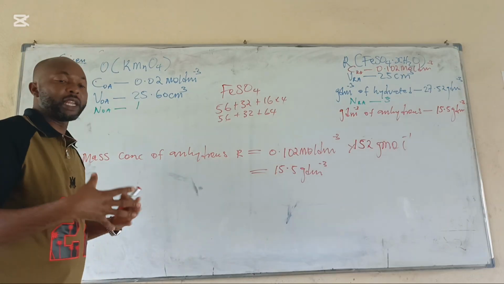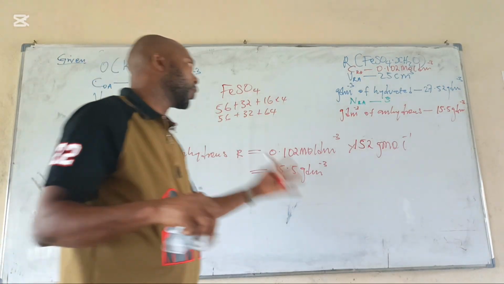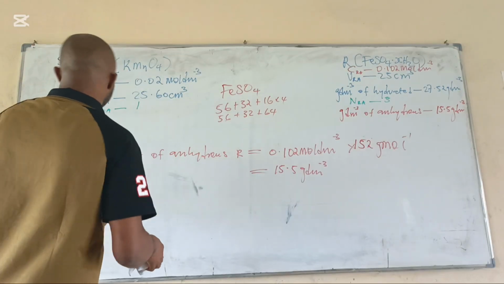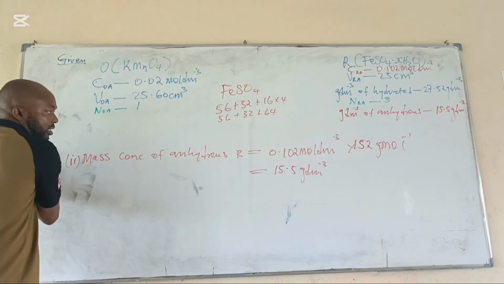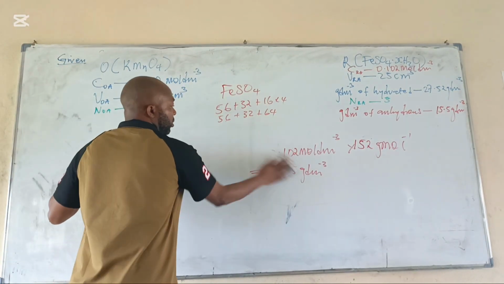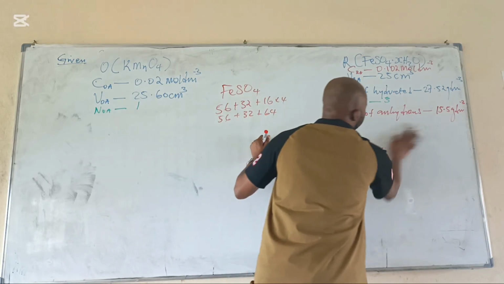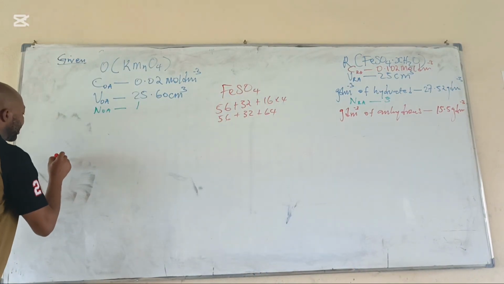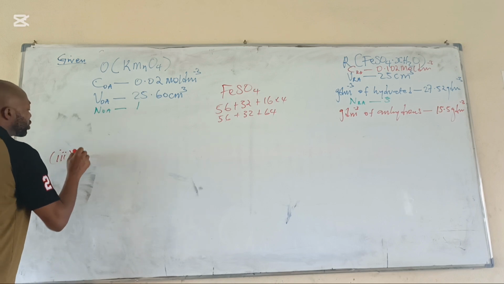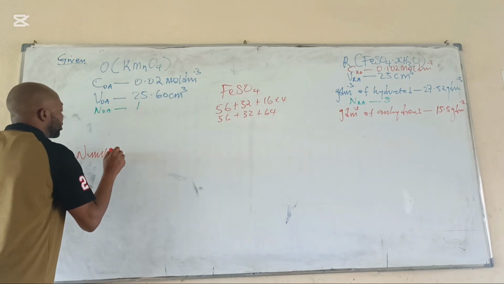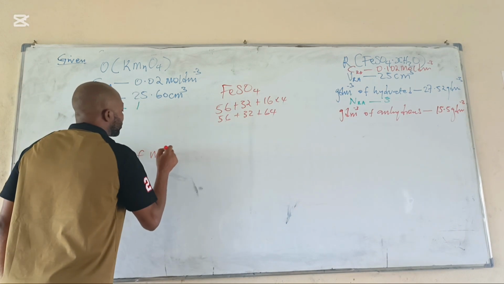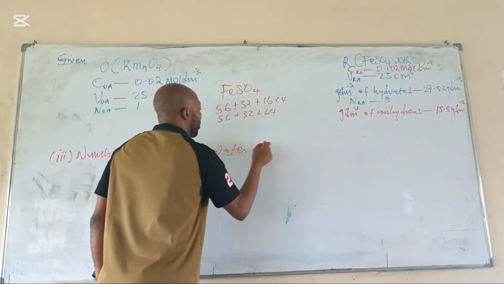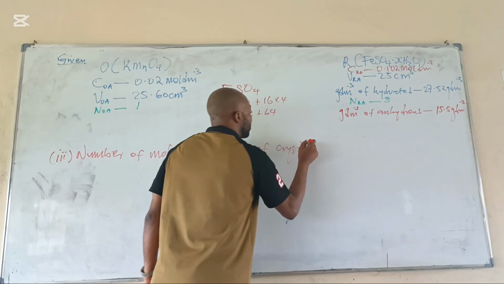So now we can put in everything to get what we want in the formula for number of moles of water of crystallization. So I can proceed right now. Let me take this out. Now, 3, which is number of moles of water of crystallization.